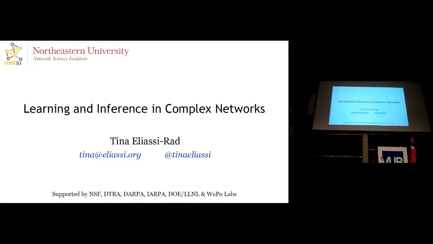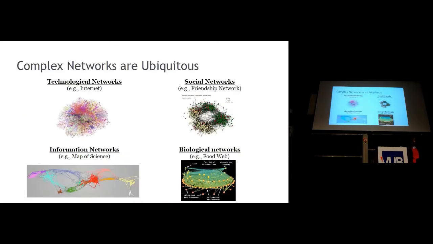Since I'm not going to be talking about dynamical processes on networks, I'm going to be using the terms networks and graphs interchangeably, nodes and vertices interchangeably, and edges and links interchangeably. So if that bothers you, my apologies from the very beginning. So complex networks are ubiquitous. If you haven't drunk the Kool-Aid, come see me afterwards.